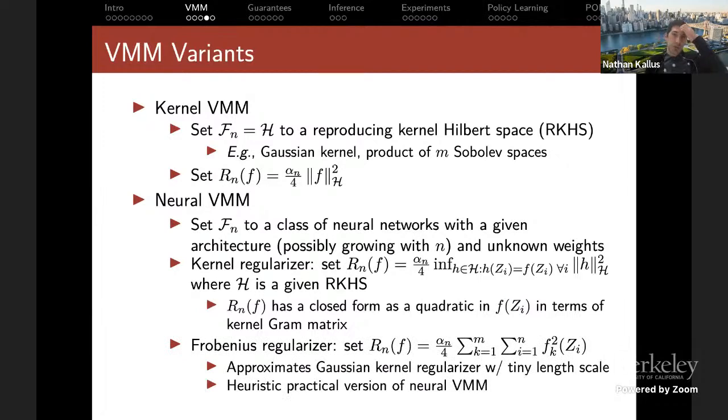We could also just regularize the squares of the values that f takes on zi. And that's going to approximate essentially doing this kernel regularizer with a Gaussian kernel with very tiny length scale. So this is sort of a heuristic practical version of this, which is what we're going to implement in practice in the experiments. But this kernel regularizer is what we're going to study.